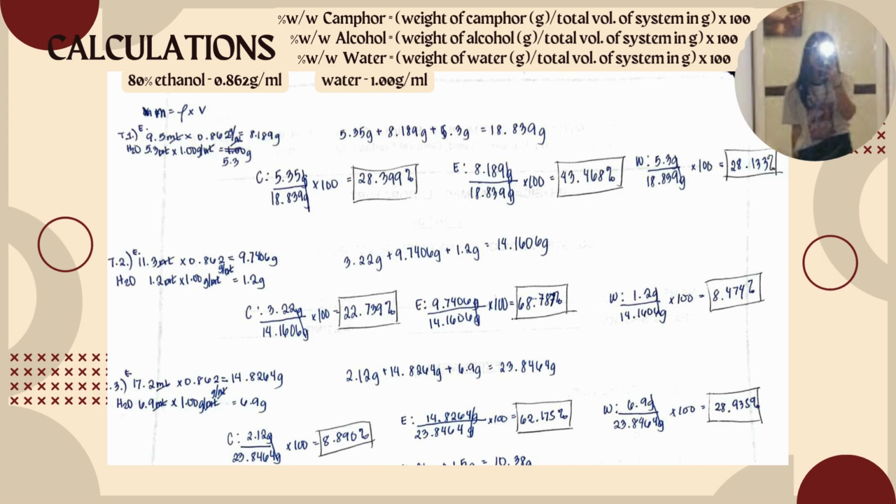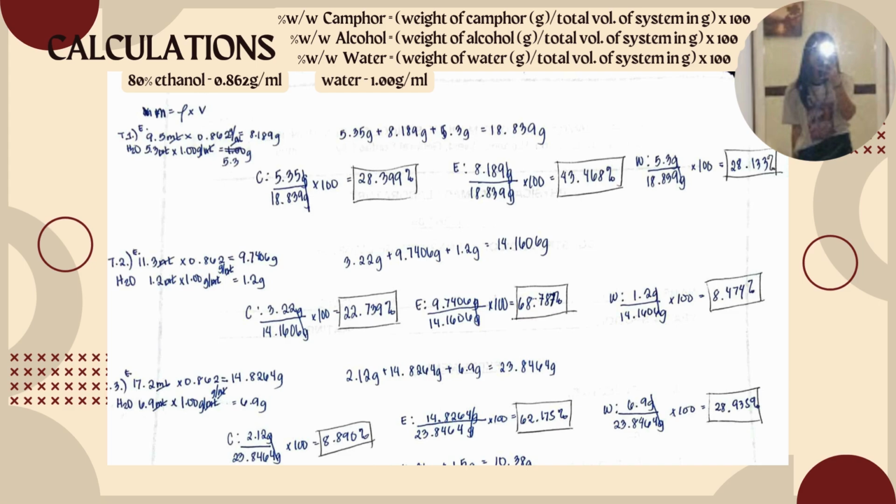For our alcohol, we have the formula: weight of alcohol in grams divided by the total volume of system in grams, multiplied by 100. So we have 8.189 grams divided by 18.839 grams times 100. This will give us 43.468% weight in weight.